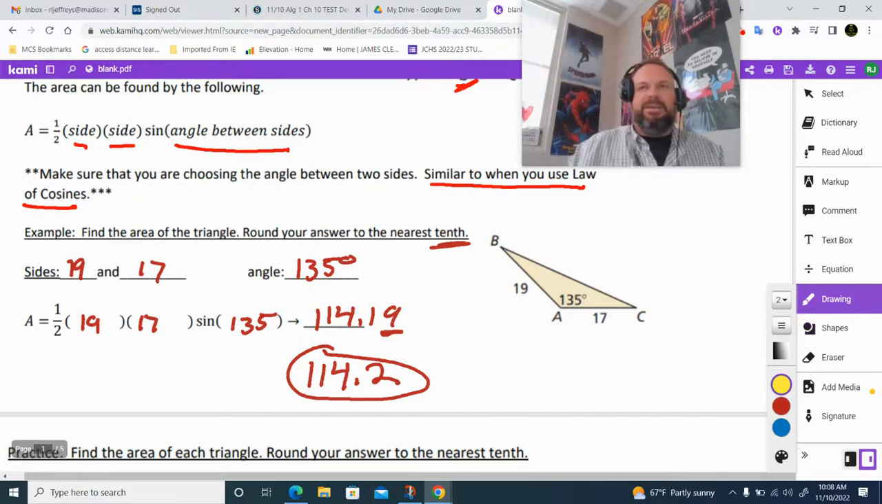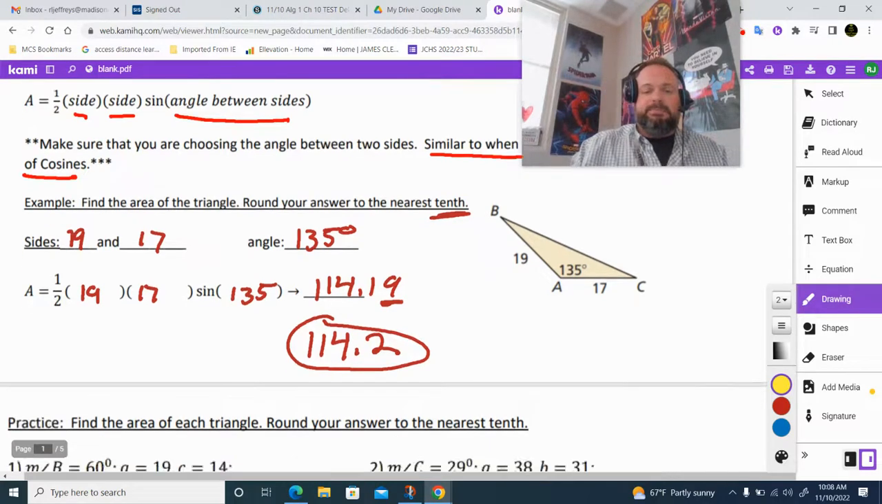Okay. Now, how difficult was that? Pretty difficult. I mean, super duper crazy hard. Okay. Basically, you're given two sides and an angle. You say 1/2 times the side times the side times the sine of the angle. Bam. That's it.